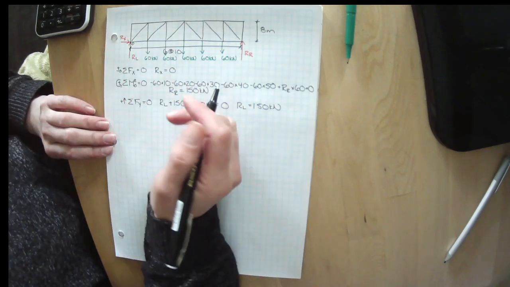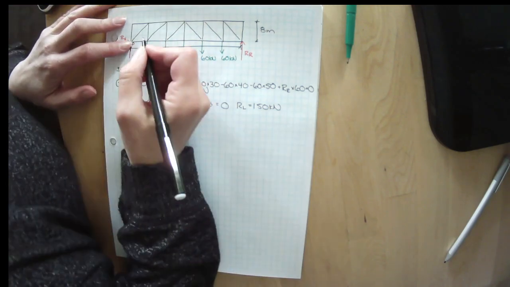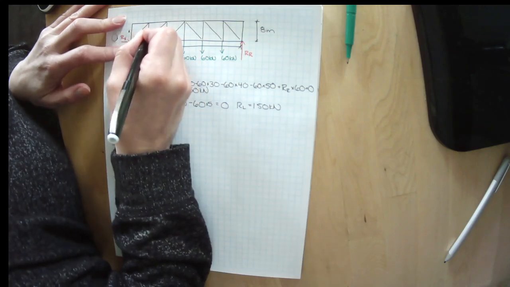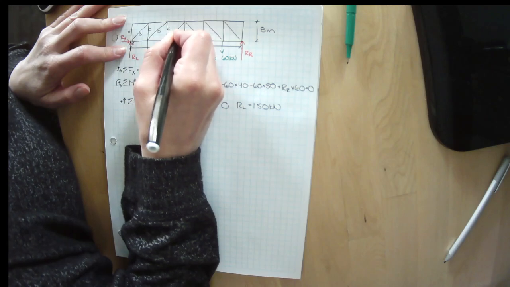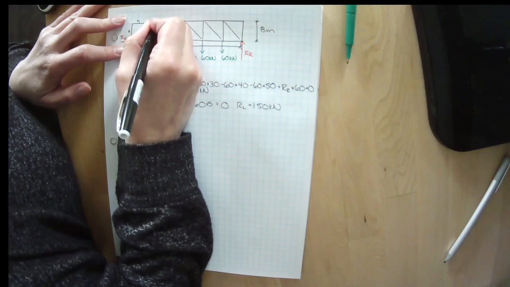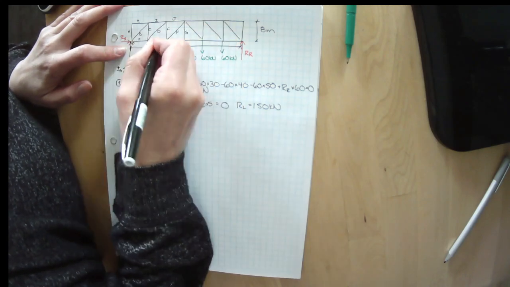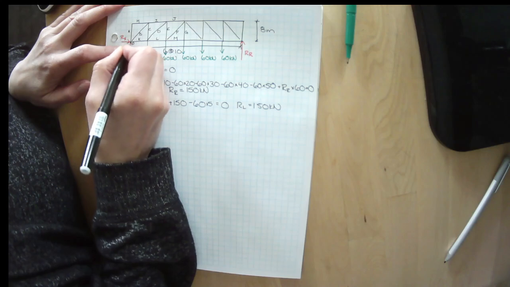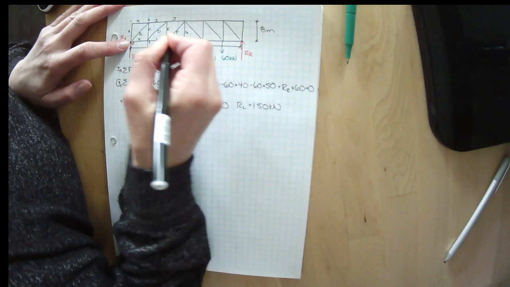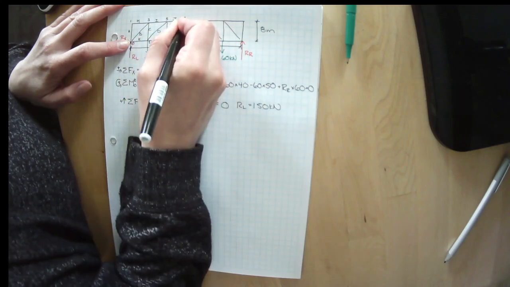So we've decided that it's a mirror image, so we only need to solve for everything on this side. Let's label this. Let's call this A, B, C, D, E, F, and G, H, I, and J, K, L, and M. We'll call this node 0, 1, 2, 3, 4, 5, 6, and 7.